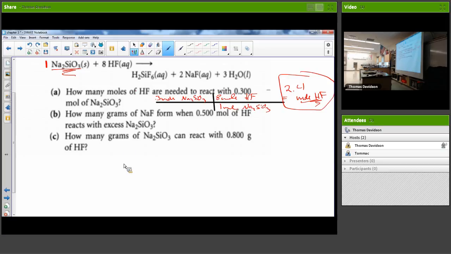Part B. How many grams of NaF form when 0.5 mole HF reacts with excess Na2SiO3? So now I am going to need 1 grams, but not the other. Which grams do I need to calculate? This one, right? But it'll still be a shorter picket fence because I don't have to go from grams to grams. I go from moles given to grams wanted.